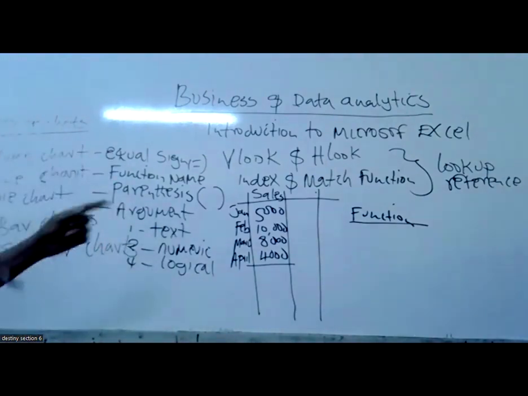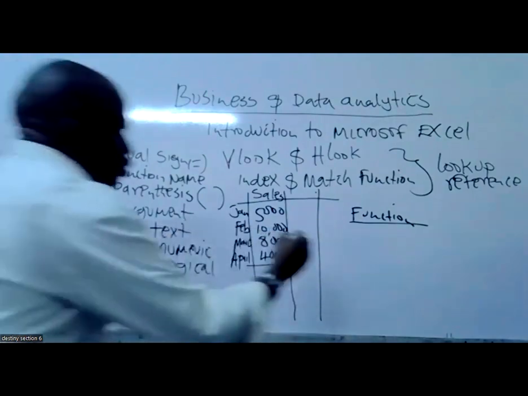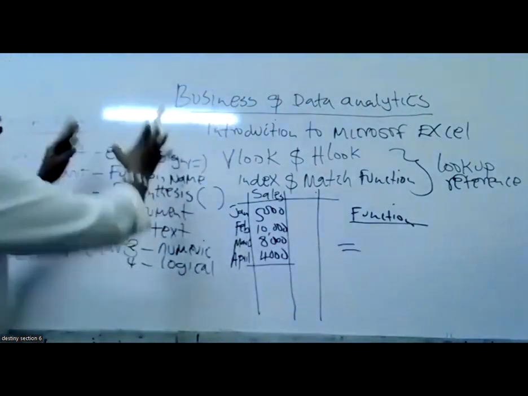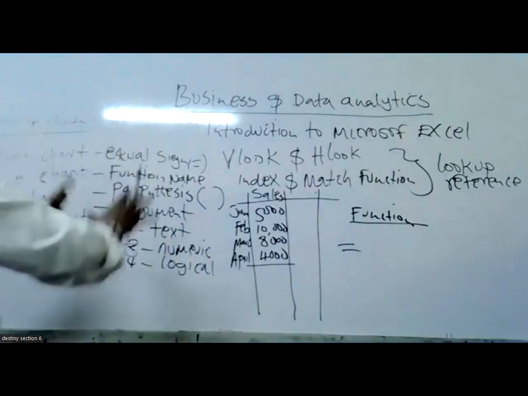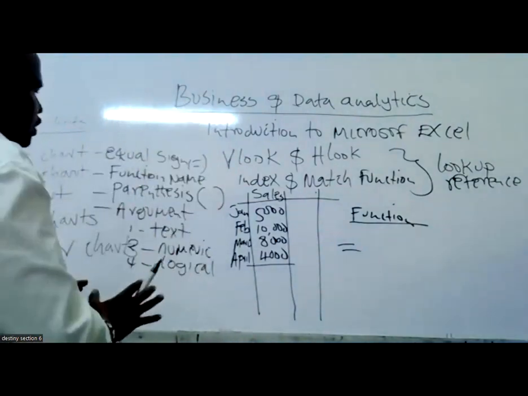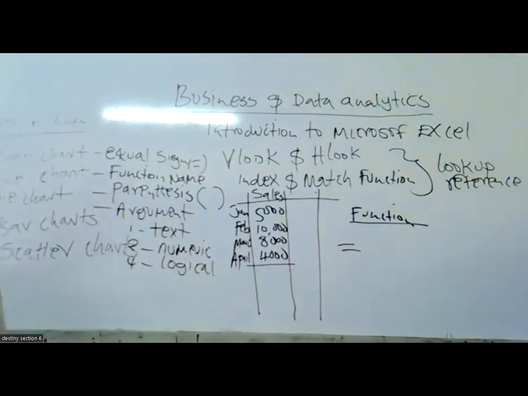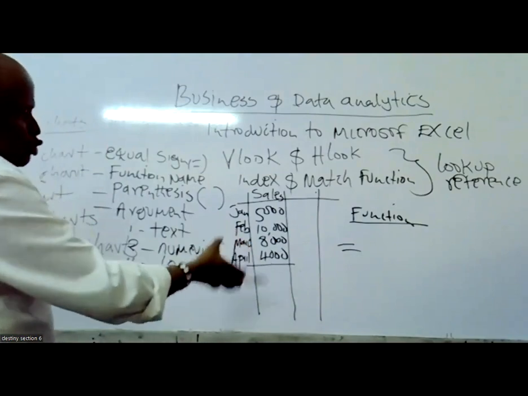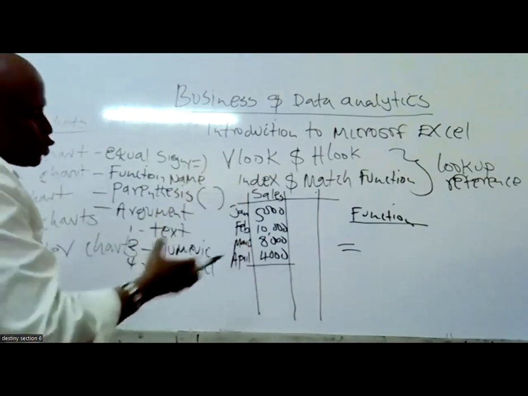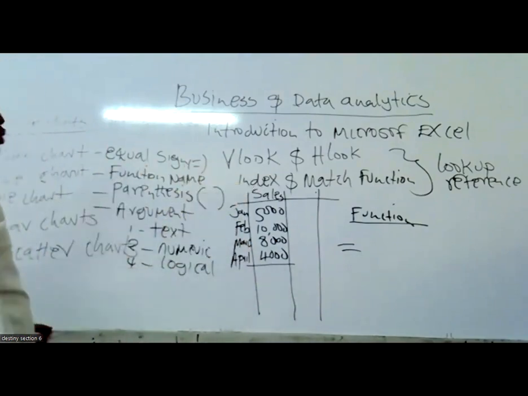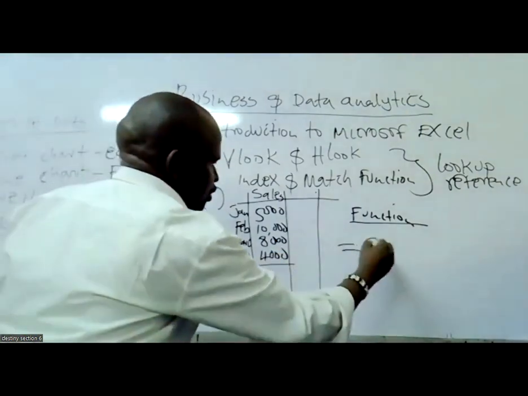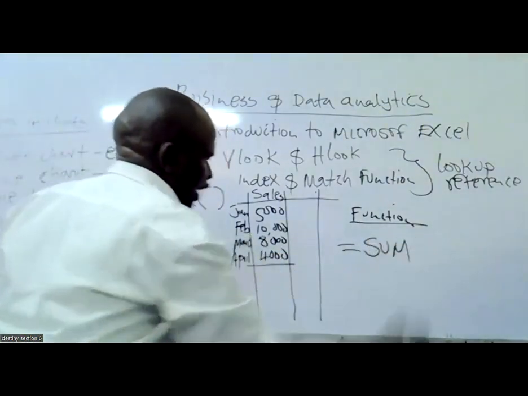So if we need to calculate the totals, we need to do what? We start with the equal sign, because for any Excel function, you need to start with an equal sign. This is the equal sign I'm talking about. And then followed by the function name. So if we need to calculate the total sales, it means that we'll use a sum function. So I will just type the function name.